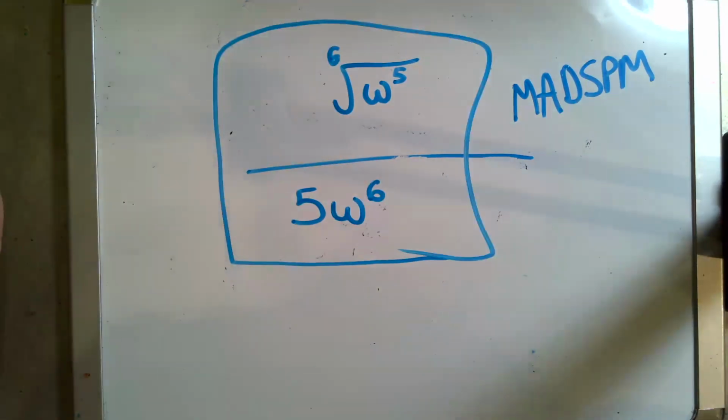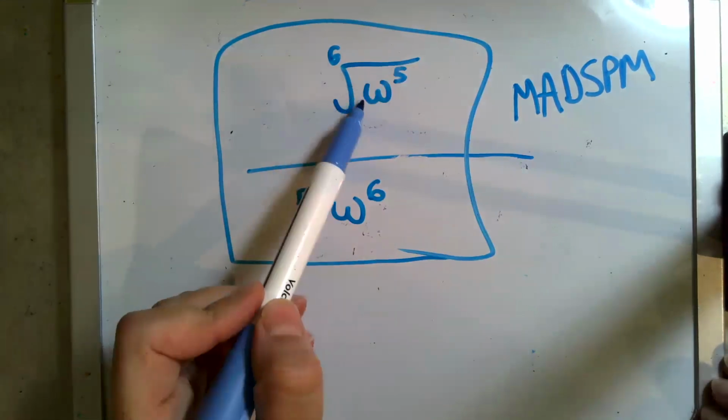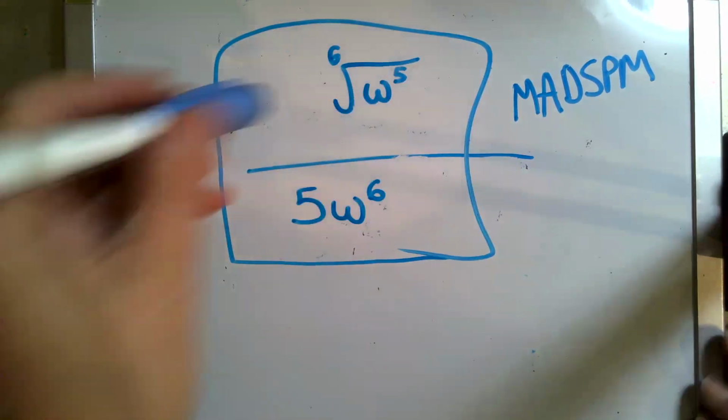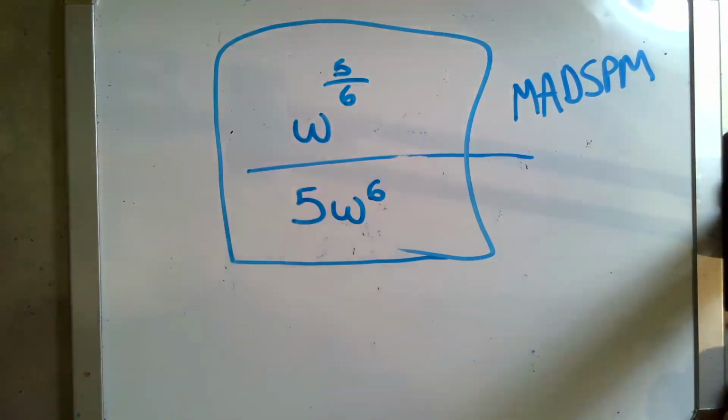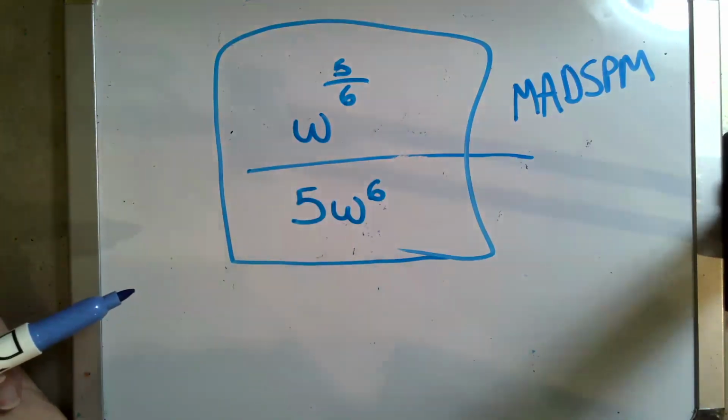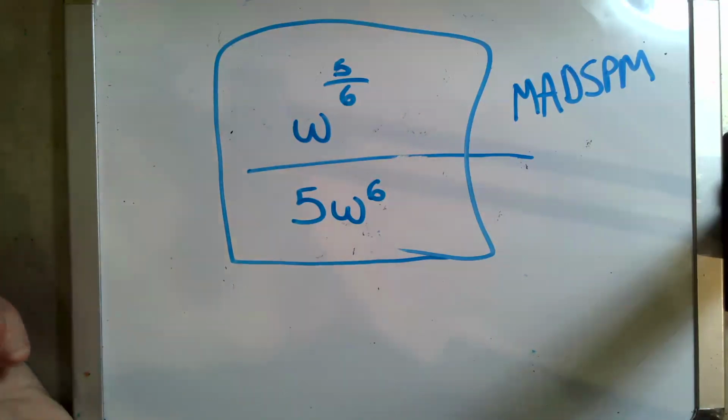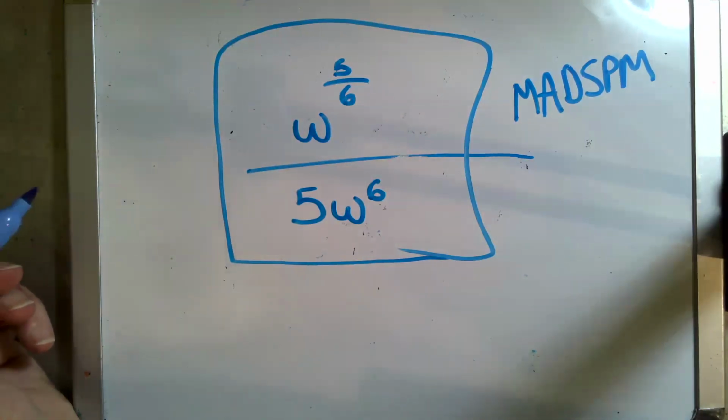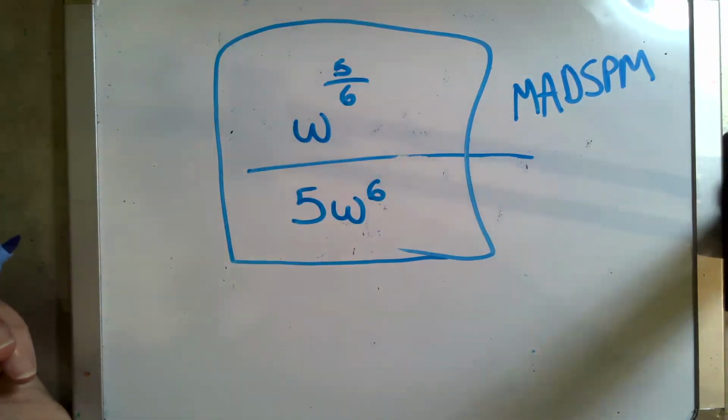Now, depending on what your teacher wants, he might want you to do this root thing. She might want you to leave it as w to the 5/6. The point is we do not have any roots on the bottom, and stay tuned for some videos that will show you what to do if you do have roots on the bottom, how to get them out of the bottom of your fractions.